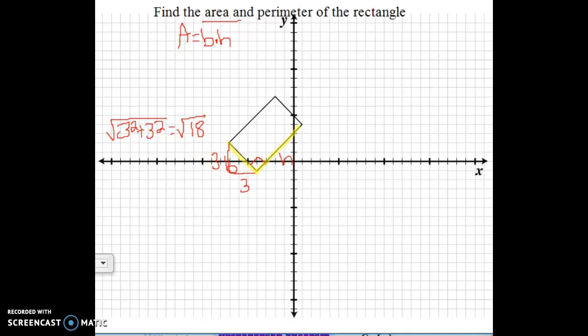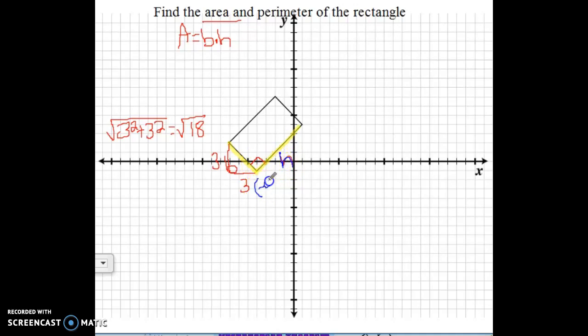And then I'm going to come over here and I'm going to do the height. I'll do the height in blue. Now I could draw my right triangle again and do Pythagorean theorem, but I want to show you both methods. So let's look at the distance formula. We would need to find each ordered pair.